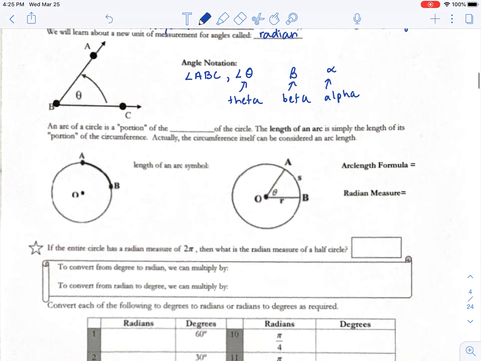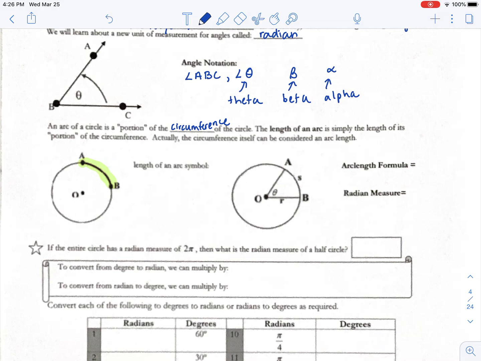We learned last year about arc length, which is the length of an arc. If you take a look at the circle below, this is an arc. An arc you would define as just a piece of the circumference, so I'm going to write circumference here. A radian measure is defined from the definition of arc length.